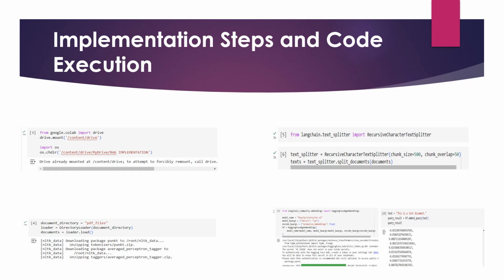Implementation steps and code execution. Here's how we implemented the system. First, we mounted Google Drive to access our documents. We loaded these documents and split them into smaller chunks. We then used Hugging Face embeddings to process the text and set up our language model. Finally, we created a pipeline to handle document retrieval and queries.